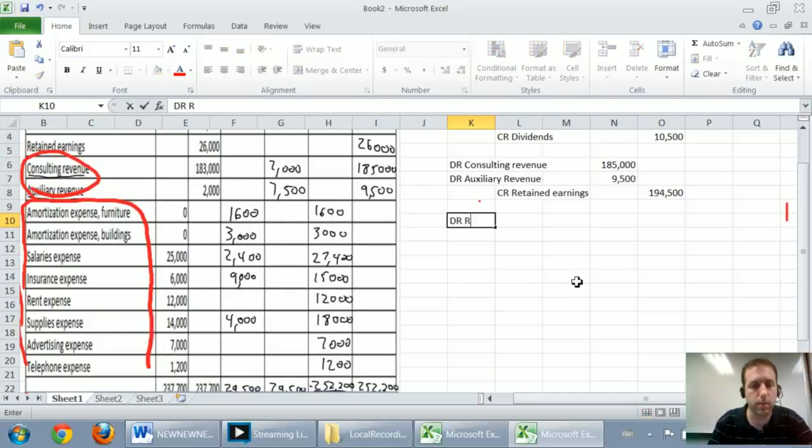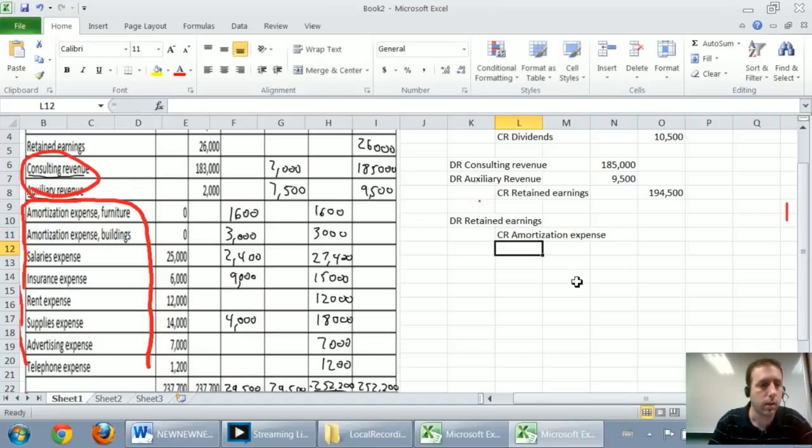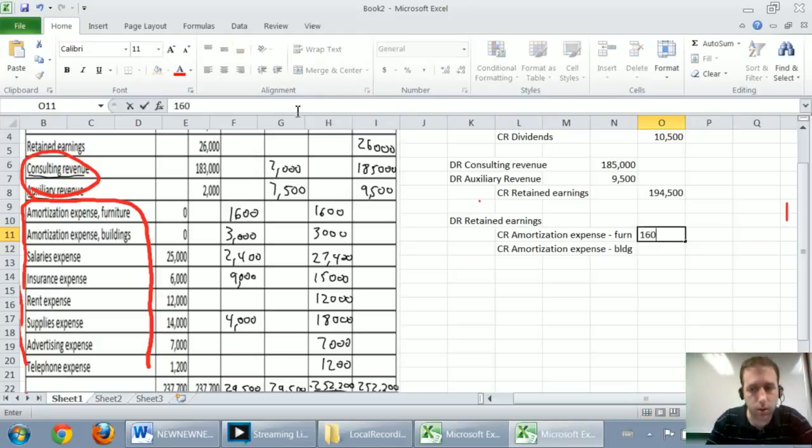The final step is to close our expenses to retained earnings, and to do that we credit all of our expenses. We're going to debit retained earnings, but we don't know by how much yet. We're going to credit all of those expenses. So I'm going to credit amortization expense, furniture, and amortization expense on my building. And I should just note how much: $1,600 for the furniture, $3,000 for the building.